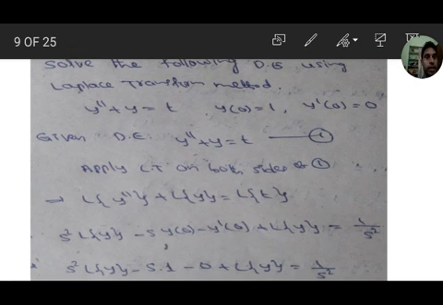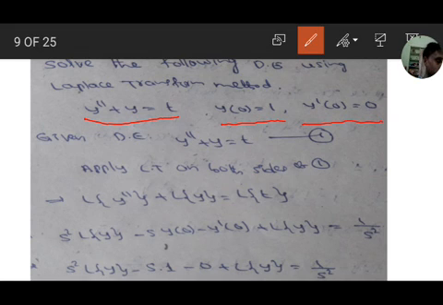Solve the following differential equation using the Laplace transform method. The first equation is y double dash plus y equal to t, with y of 0 equal to 1 and y dash of 0 equal to 0.